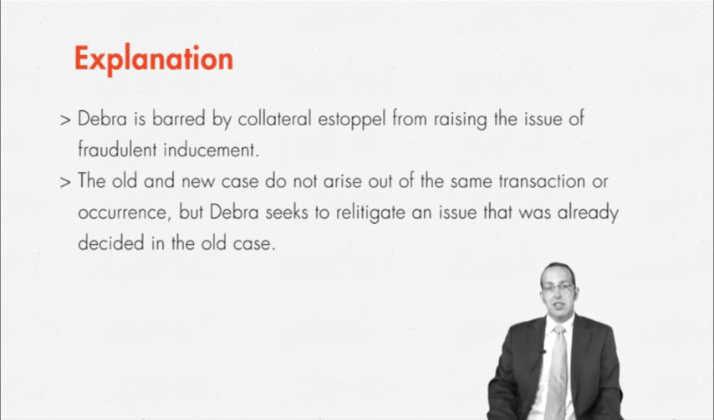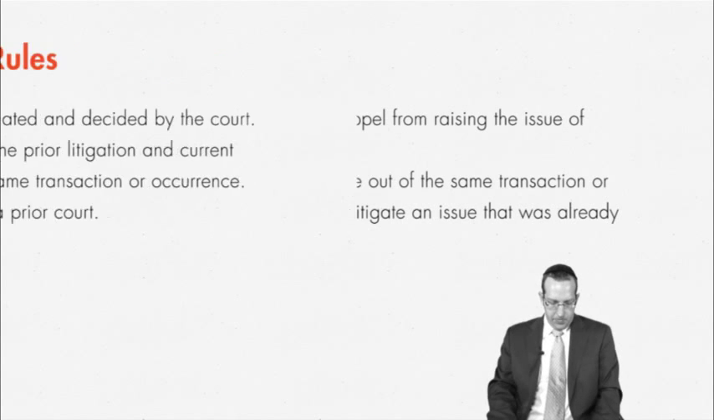This time she's up against collateral estoppel. Note that the current litigation is about intellectual property, not the contract. This case and the prior case do not arise out of the same transaction or occurrence. But Deborah seeks to relitigate an issue that was decided by the prior court, that is, whether or not the contract was fraudulently induced. The prior court said that it wasn't, and that's the rule going forward. The contract was not fraudulently induced. She cannot now use that argument in this new unrelated litigation.